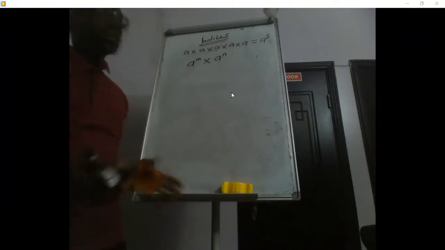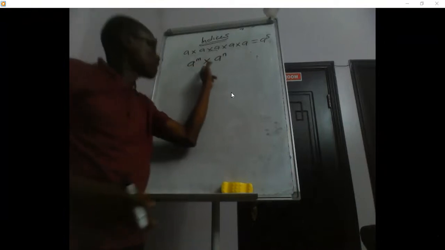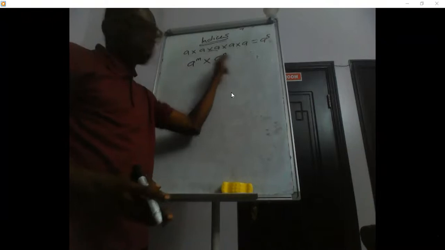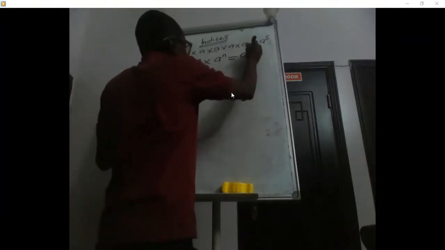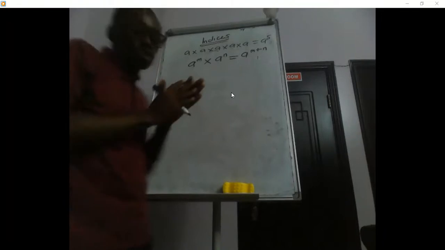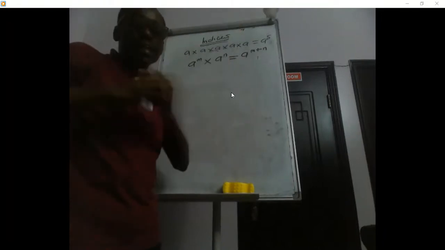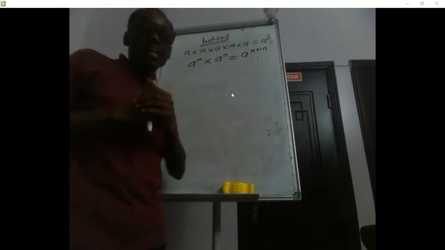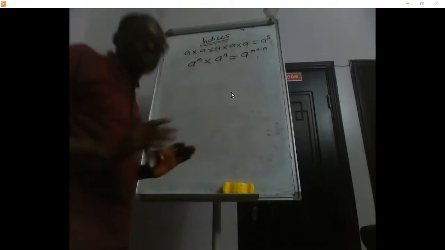In short form, the rule states that when you have an A raised to power m times an A raised to power n, this can be simplified as A raised to power m plus n. Okay, so all you need to do is just to bring one of the base and add the powers together, add the exponent together, add the index together, and you arrive at your answer. So let's take an example.